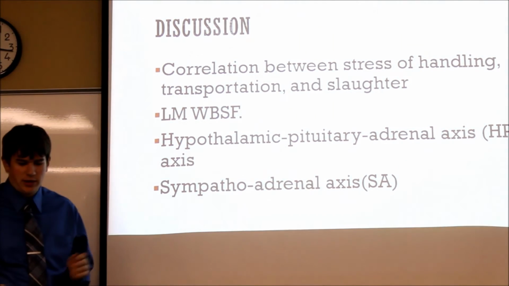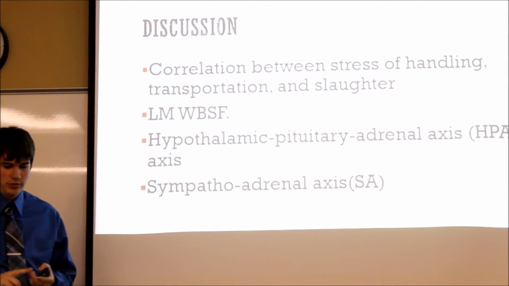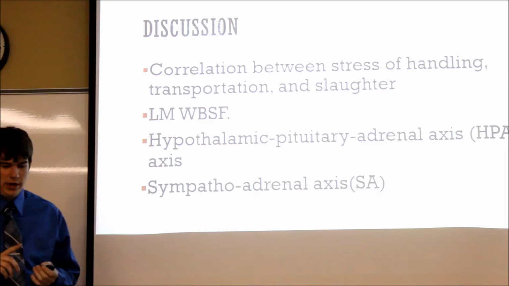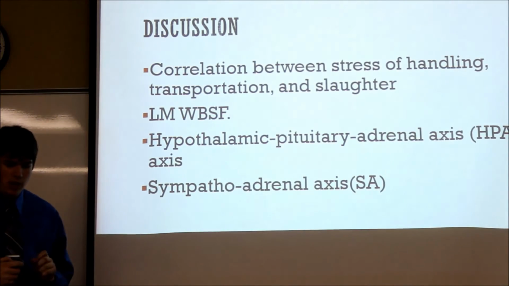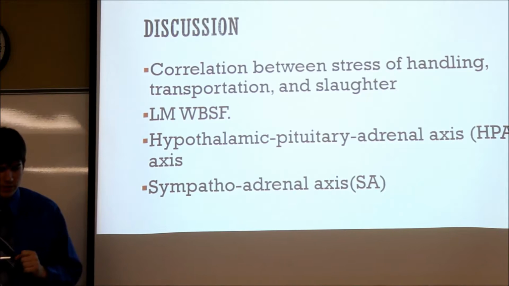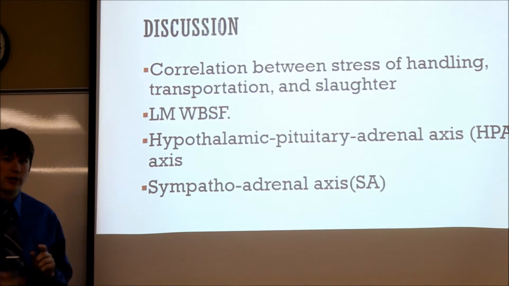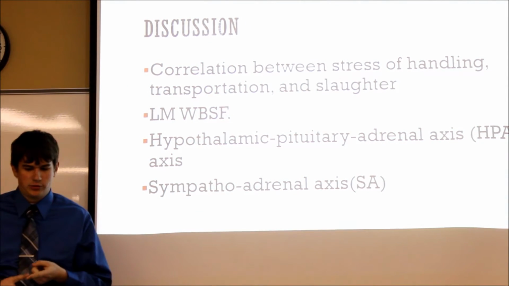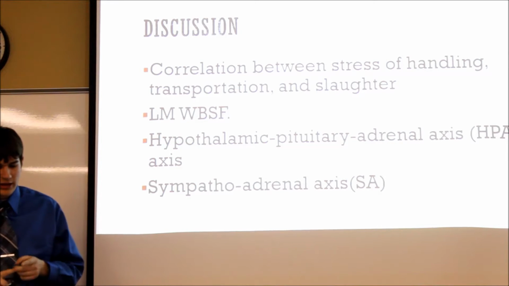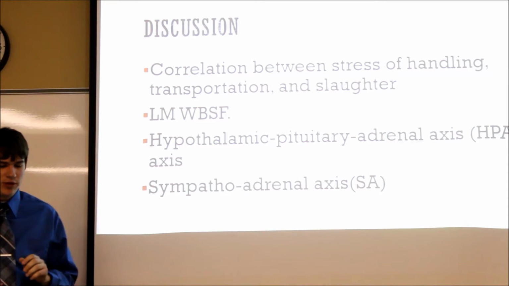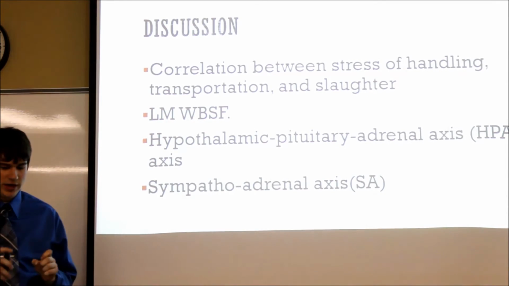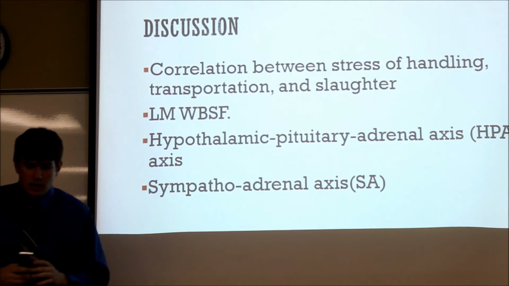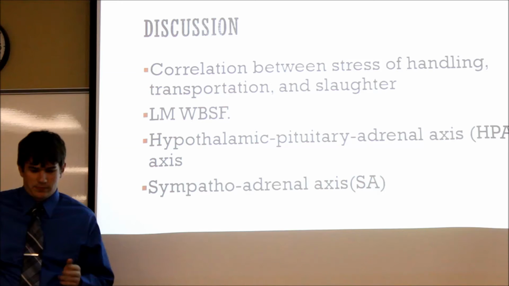Okay, so in this study, we showed the correlation between the stress of handling, transportation, and slaughter and the meat quality of the cattle, measured with the longissimus muscle WBSF, which was described earlier. The stress from the handling, transportation, and slaughter activates two pathways. One is the hypothalamic pituitary adrenal axis, the HPA, and the sympathoadrenal axis, the SA. These are both activated when the cows are put under stress.